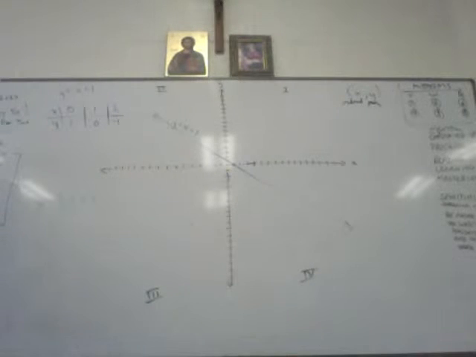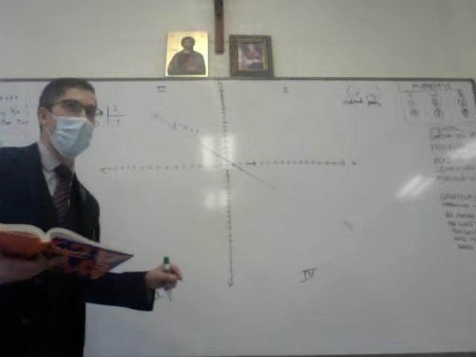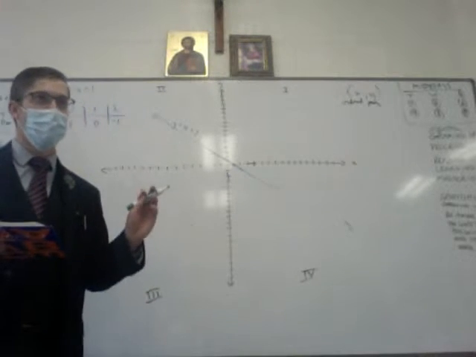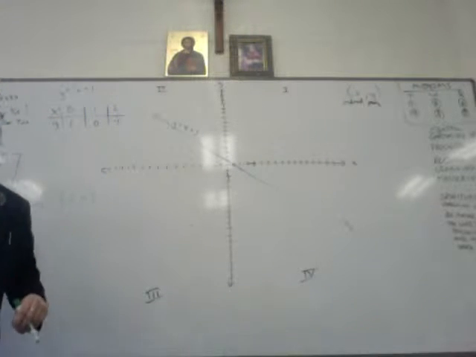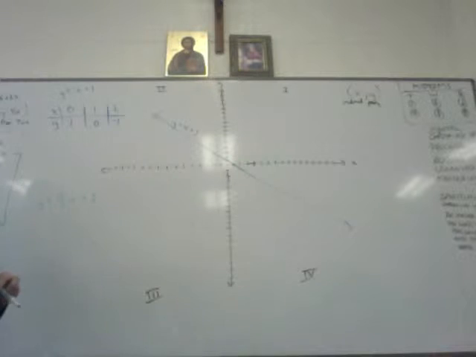Is it either horizontal or vertical? How can we tell it's not horizontal or vertical? Not because of the fraction, because it has both x and y. If it only has x, it'll be vertical. If it only has y, it'll be horizontal. But this one has both x and y, so it's going to be sloped. Okay, so what do you have to do to graph it?